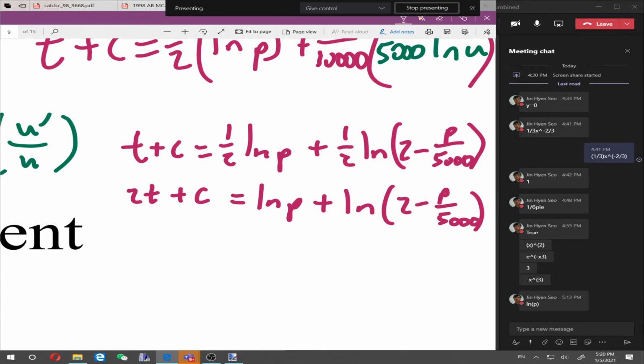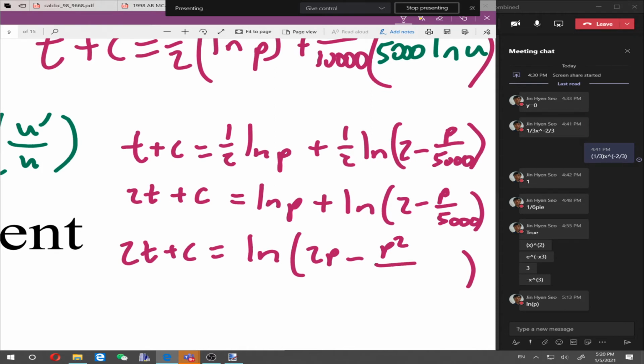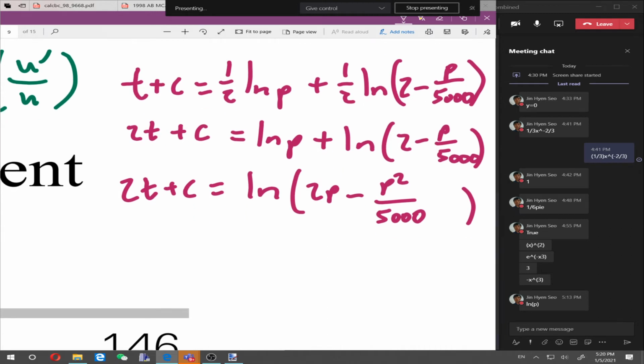Okay, now back to you, Andrew. With properties of logarithms, what is the natural log of p plus the natural log of 2 minus p over 5,000? Natural log of p times 2 minus p over 5,000. Okay, so that's the natural log of, if I combine these, I'm going to multiply, so that would be 2p minus p squared over 5,000. Awesome. Okay, and now, since you already said what we were supposed to do for the next step, what's our next step?